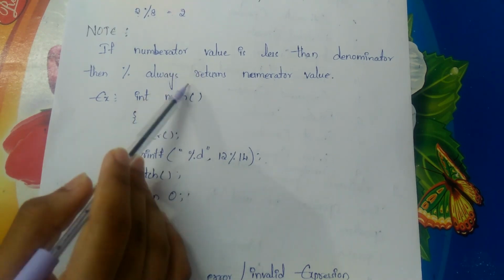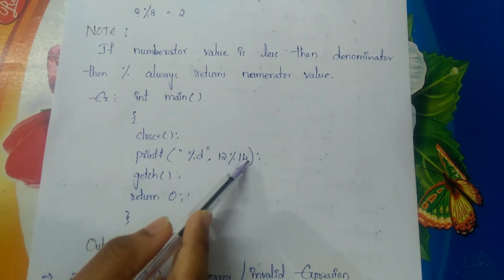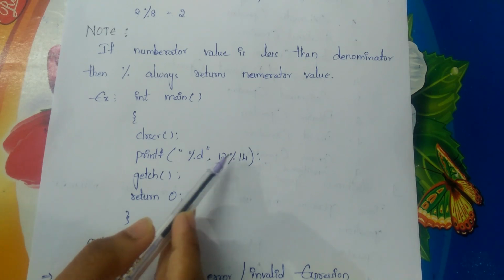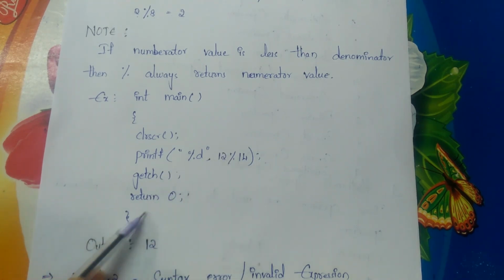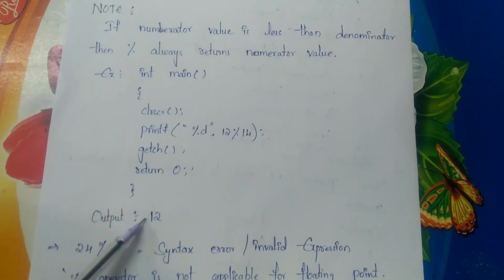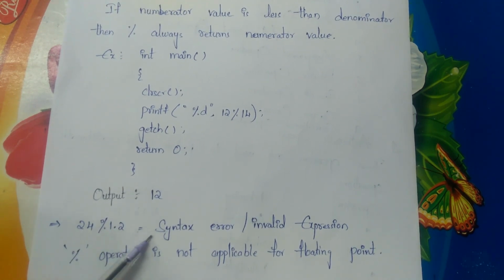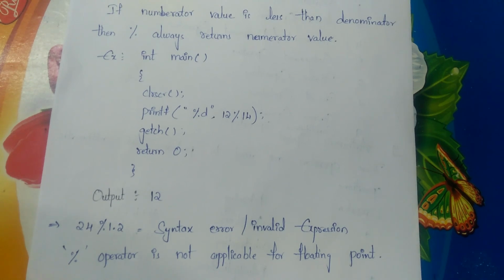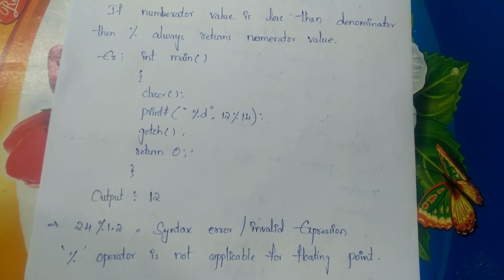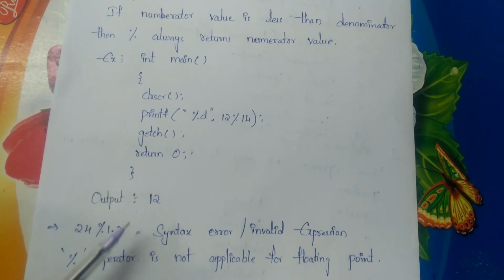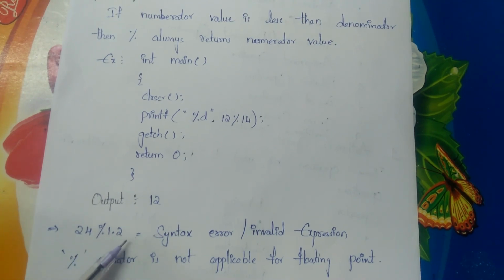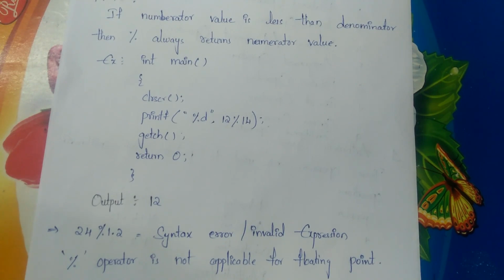So this is an example for this note point. Whenever the numerator value is less than the denominator, the modulo operator always returns the numerator value only. So when we perform this operation, we will get the output as 12. And the next, 24 modulo 1.2, gives a syntax error. We get the syntax error because the modulo operator is not applicable for floating point numbers. We are taking the divisor as 1.2, but the modulo operator does not apply to floating point numbers, so we get a syntax error or an invalid expression.